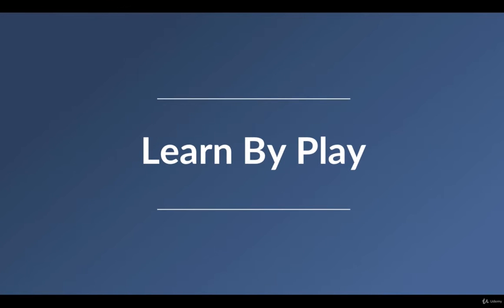Throughout the course, we'll be using this concept called learn by play. In fact, you'll be writing no code throughout the entire course when launching your token and crowdsale.